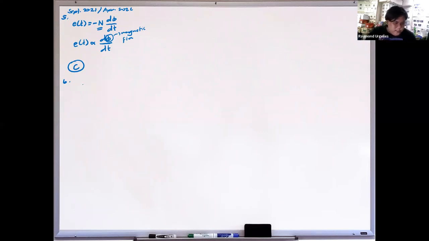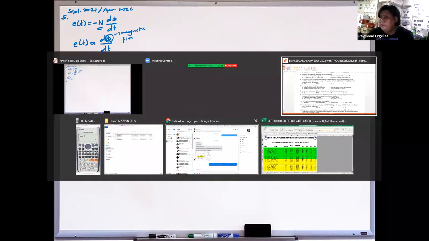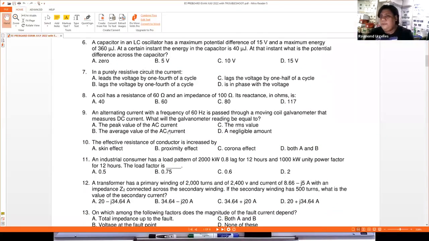So next number 6. So ito lumabas noong April 2022. So a capacitor, so yun ang LC oscillator, has a maximum potential difference of 15 volts. So a maximum energy of 360 microjoules. At a certain instant, the energy in the capacitor is 40 microjoules. So at that instant, what's the potential difference across the capacitor?